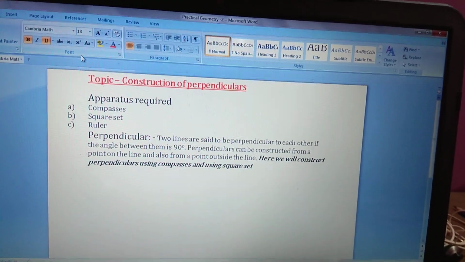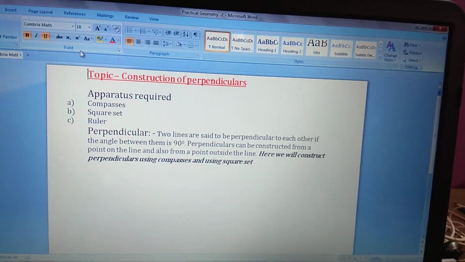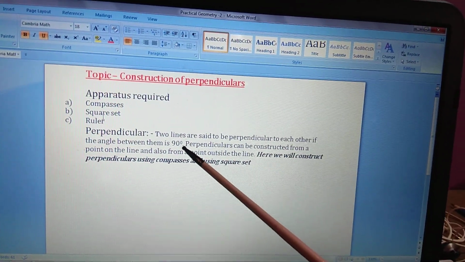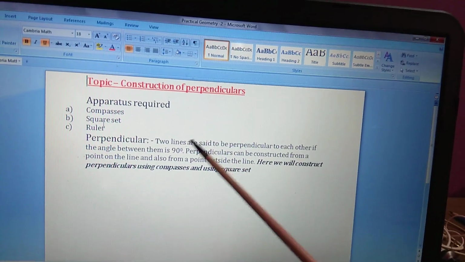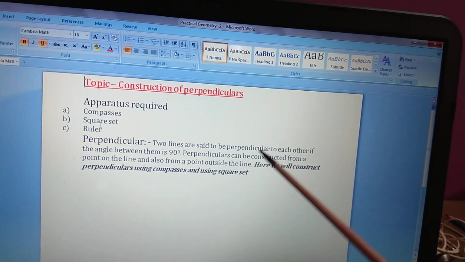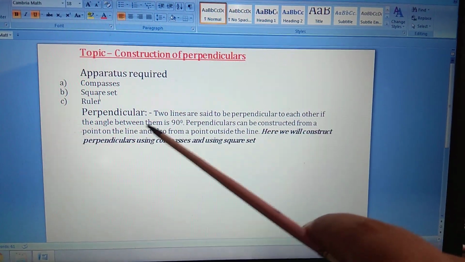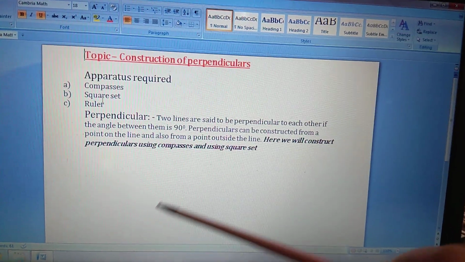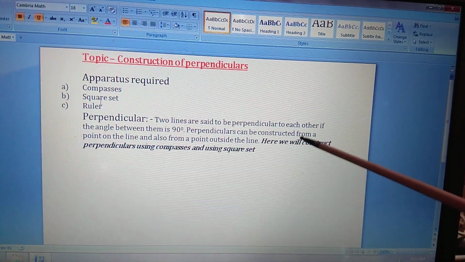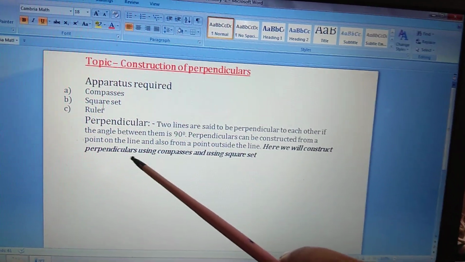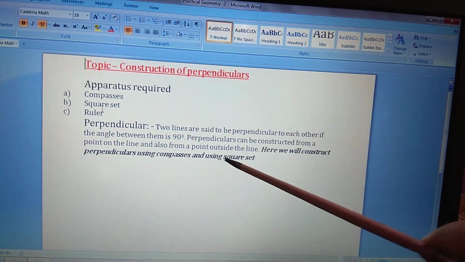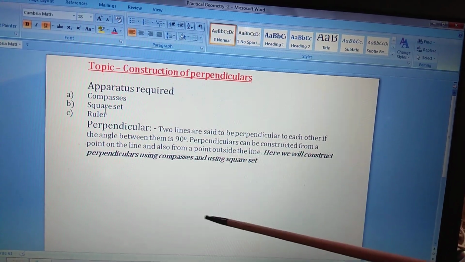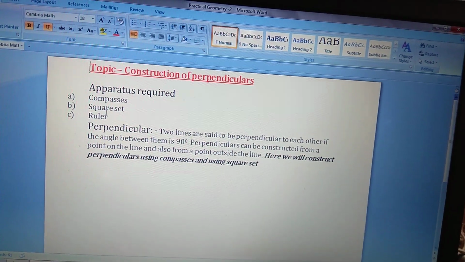So now let's have a look at what a perpendicular is. We all know what a perpendicular is, but once more we will recapitulate it. Two lines are said to be perpendicular to each other if the angle between them is 90 degrees. Perpendiculars can be constructed from a point on the line and also from a point outside the line.